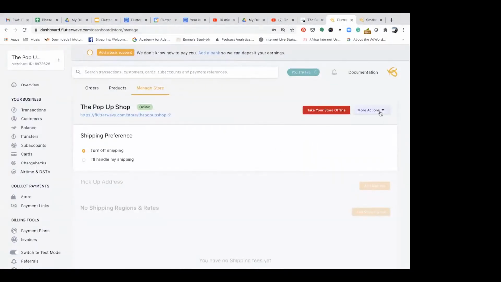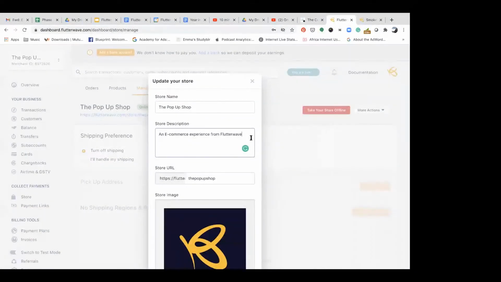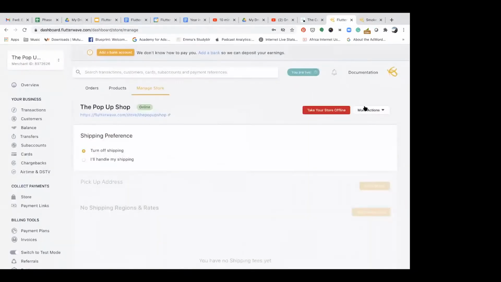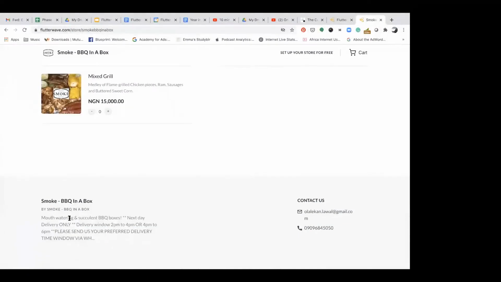Where you add your social media handles is here. You click edit store, and you can add the links to your social media handles in your Flutterwave store description. When you're done with that action, you save it. And then the way that it shows up on your Flutterwave store is here at the bottom.